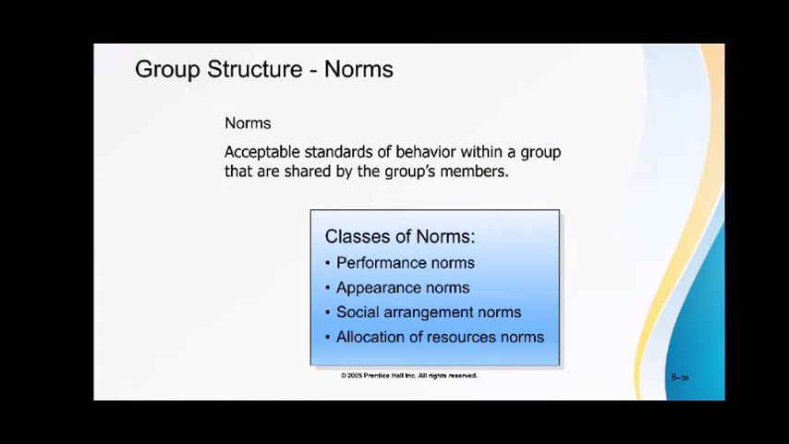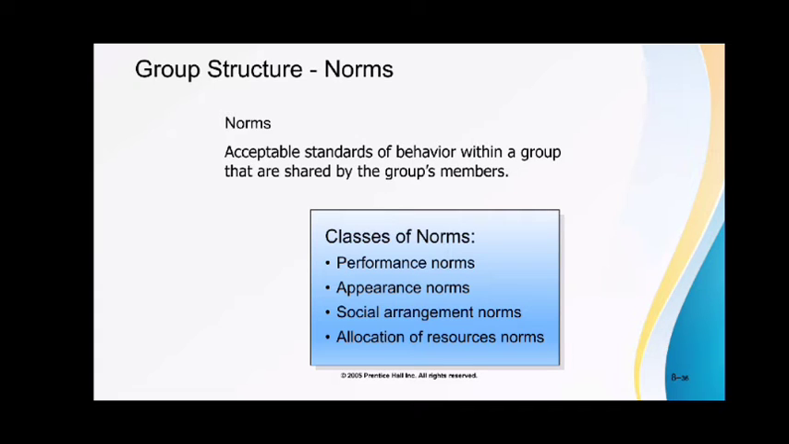Next is the norms. Norms are acceptable standards of behavior within a group that are shared by the group's members. These are the classes of norms: the performance norms, appearance norms, social arrangement norms, and the allocation of resources norms.